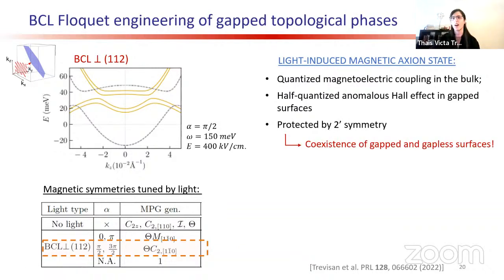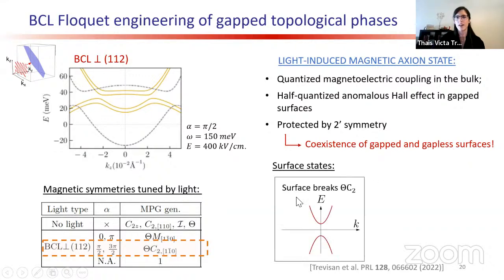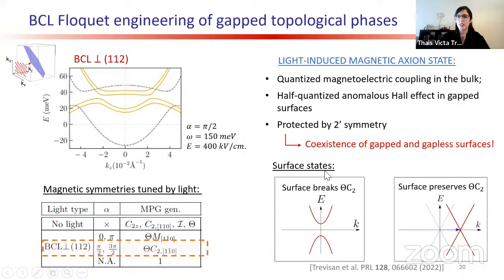And what is unique about this phase is that we have a coexistence of gapped and gapless surface states. So the surfaces that break the symmetry theta C2 that protects the axion state, they are gapped. So they are just gapped Dirac cones, as you can see here, as you would find in all surfaces of an axion state that is protected by inversion, for example. But surfaces that preserve this magnetic symmetry still have Dirac nodes. But what is different here is that these Dirac nodes no longer have to be at the time reversal invariant points. They can move away from this point.